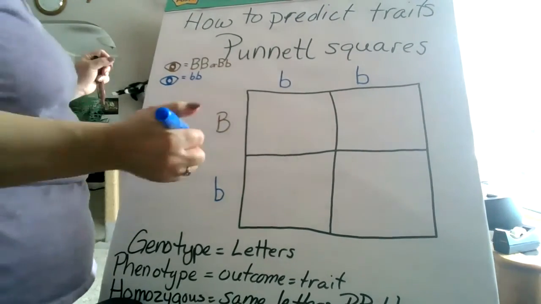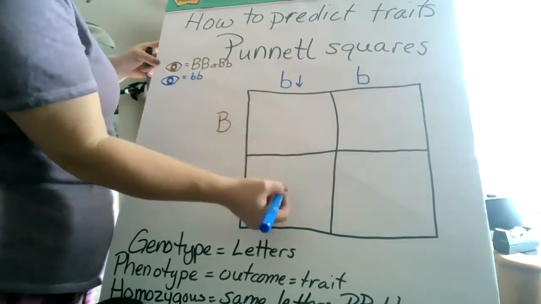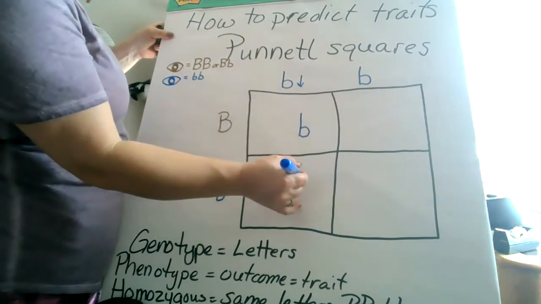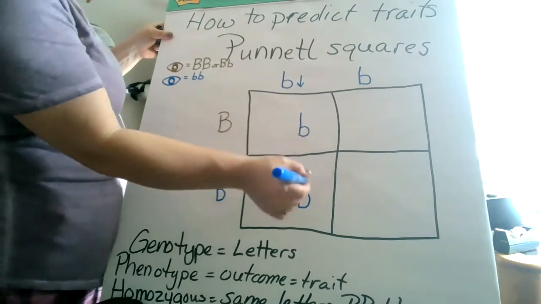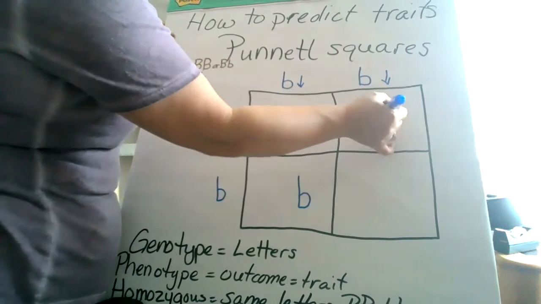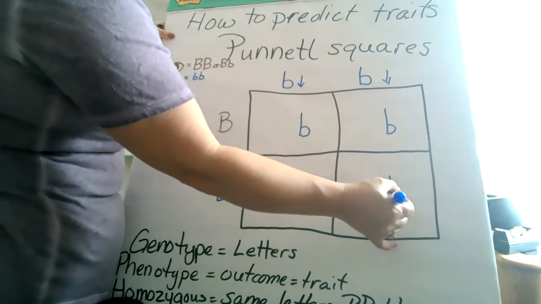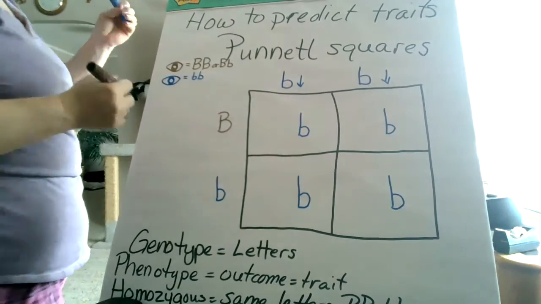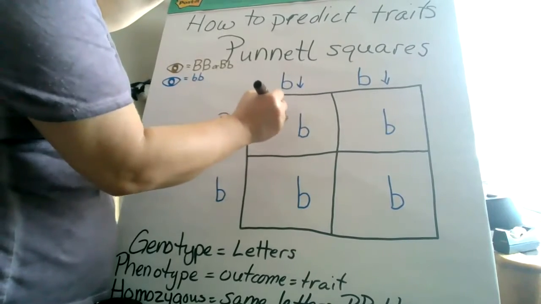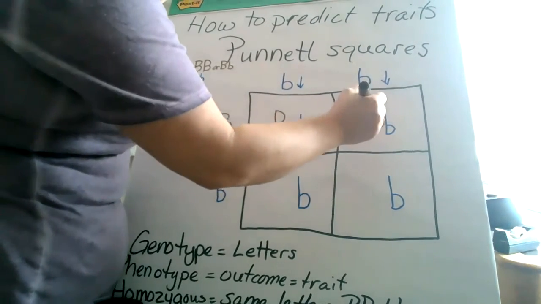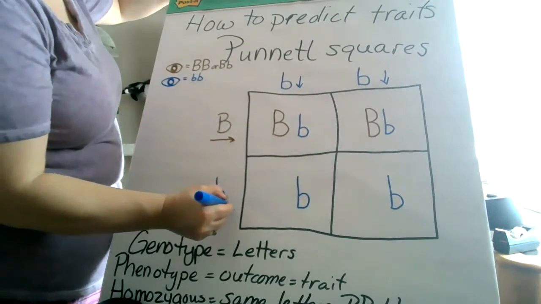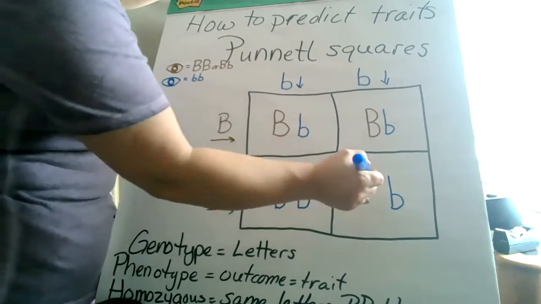So now this little b goes down into these 2 boxes. Capital letters always go first. So I'm just gonna write them on that side. This little b is gonna go down into these 2 boxes. This big B is gonna go over. So here we go, we always put capitals first. And this little b is gonna go over, like so.